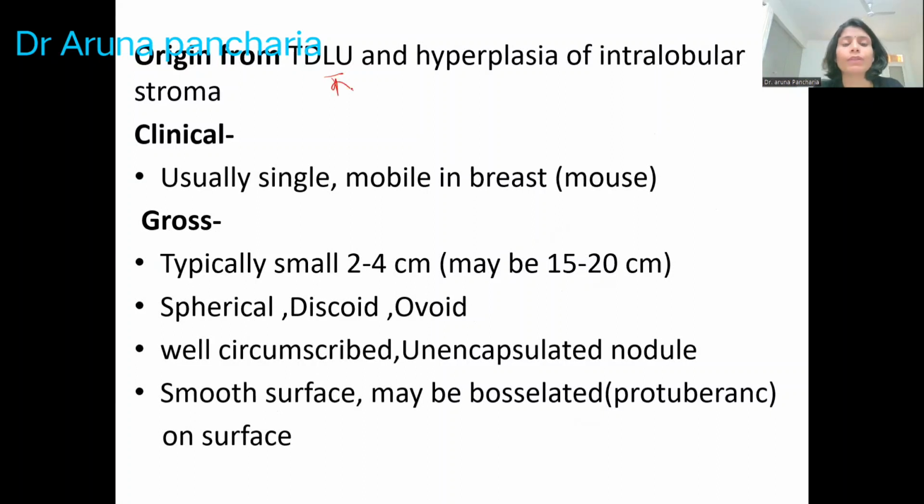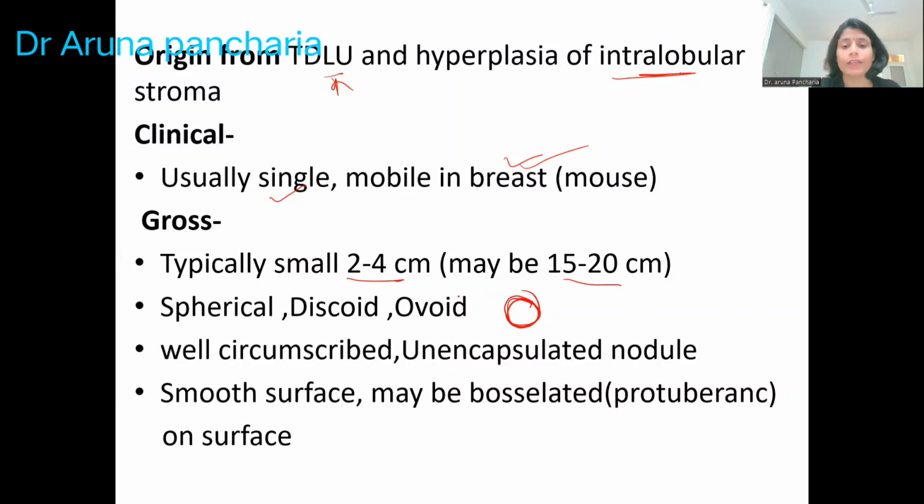So fibroadenoma arises from the terminal duct lobular unit, and the stroma that expands is the intralobular stroma. Clinically, it is normally single, but multiple can be seen, and as it is freely mobile in the breast tissue, we can say it is a mouse of the breast. Grossly, it is generally 2 to 4 centimeters in size, but it can vary up to 15 to 20 centimeters. It is a spherical, discoid to ovoid mass, and it can be easily shelled out surgically. It is well circumscribed but unencapsulated.